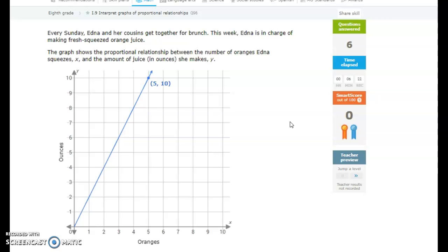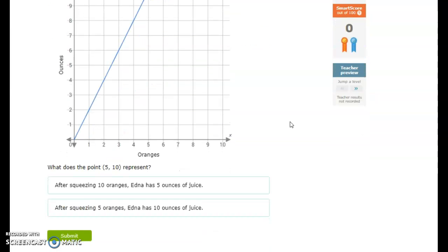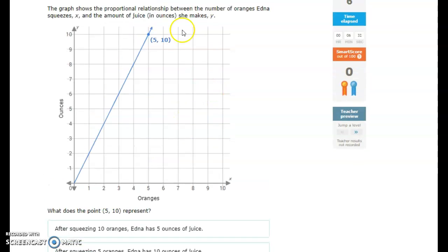The graph shows a proportional relationship between the number of oranges Edna squeezes, X, and the amount of juice in ounces she makes, Y. So what this wants us to do is figure out what this point on the graph means. And we have multiple choice, so we have two choices down here. So what does a point 5, 10 represent?